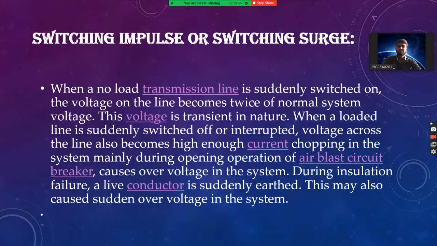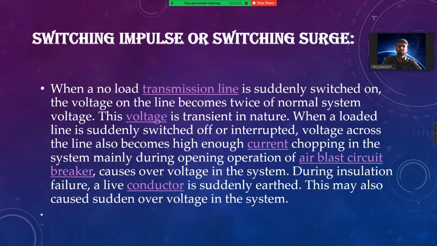When a loaded line is suddenly switched off or interrupted, the voltage across the line also becomes high. Enough current chopping in the system, mainly during the opening operation of an air blast circuit breaker, causes over voltage in the system and fluctuations in supply. This will also occur when a live conductor is suddenly earthed.